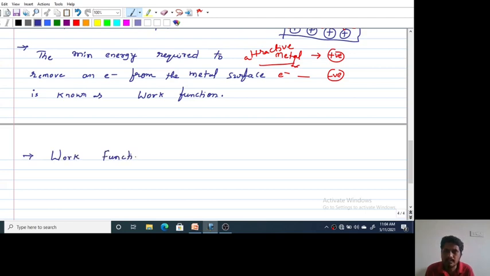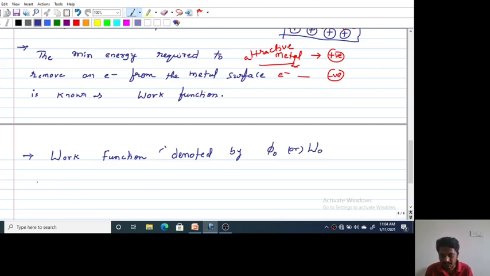The work function is different for different metals. Why? Because the attractive force between the electron and nucleus is different for different metals, so the work function is also different. The atomic arrangement of atoms in different metals is different, so the work function is also different. The work function is denoted by phi naught or W naught.